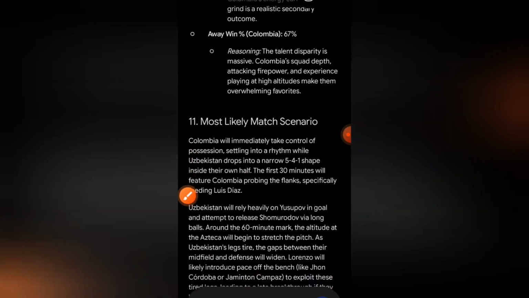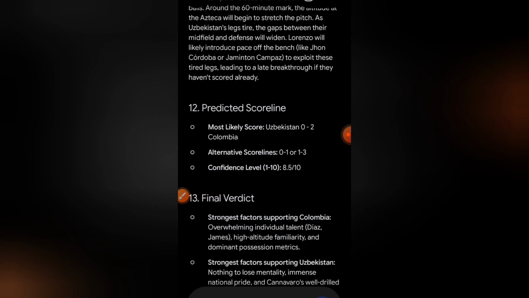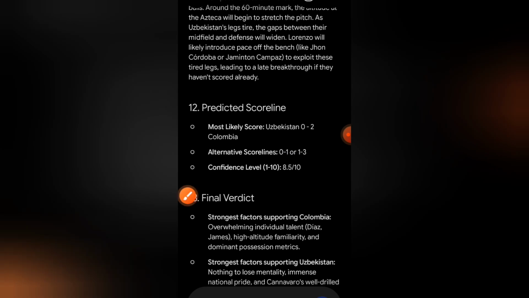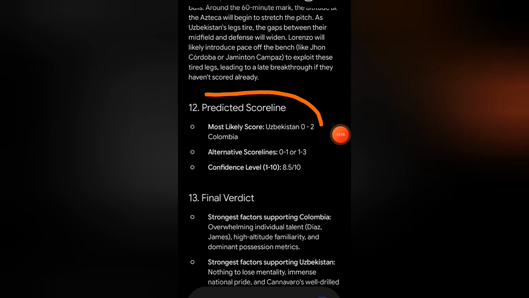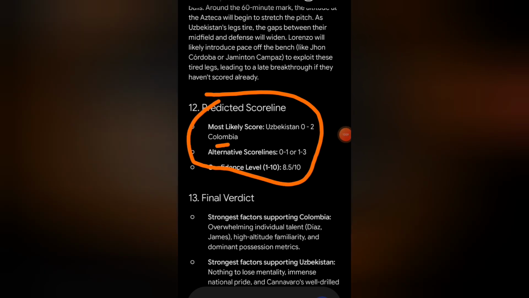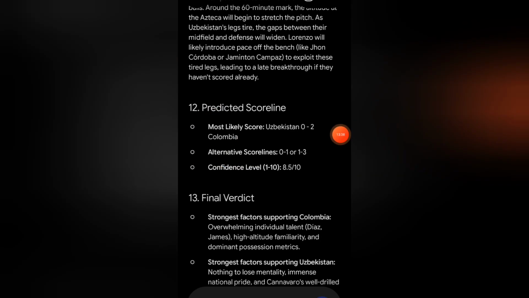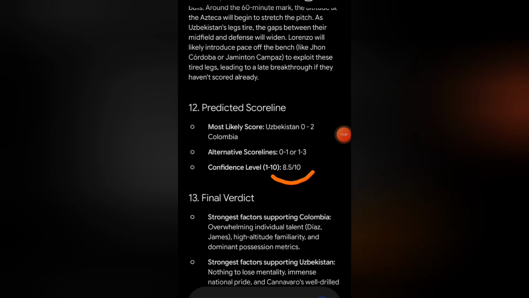Now, proceeding forward, which happens to be the main gist of this particular analysis, that is the predicted scoreline. Although the most likely score that we have in this match is 0-2, alternatives are 0-1 or 1-3, and we have the confidence level around 8.5/10. So it shows that the confidence that this predictive model has on this prediction is a little bit high, since we have it around 8.5.